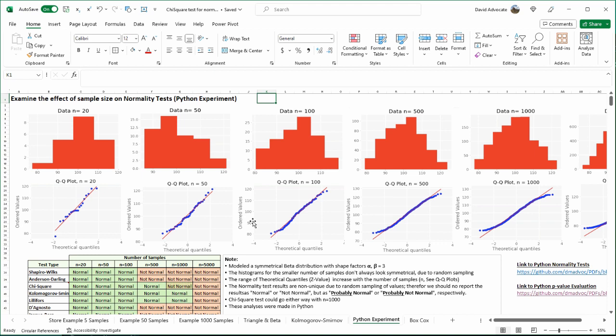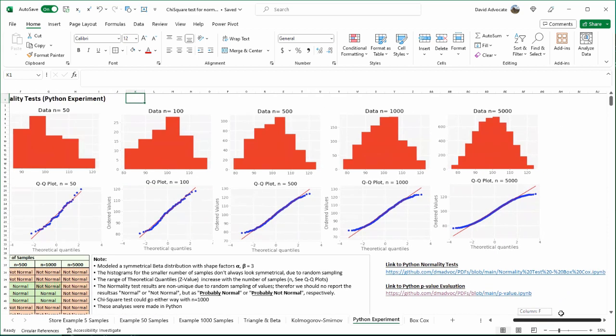Beta distributions with shape factors of alpha and beta equal to 3, or broadly symmetrical distributions, were made for a series of sample sizes ranging from 20 to 5,000. We can look at the histograms from 20, which doesn't look particularly symmetrical, and we see as we get to higher samples, they look increasingly more symmetrical and more like a normal distribution.